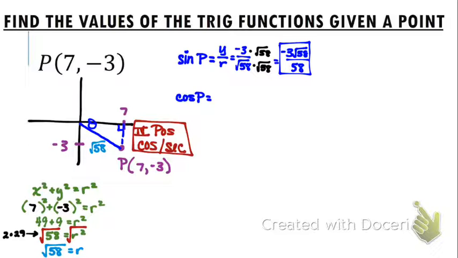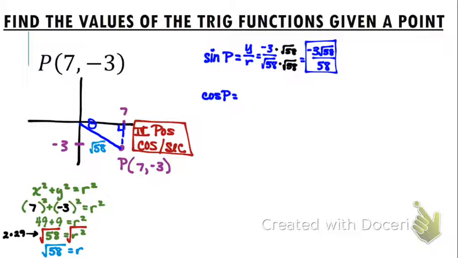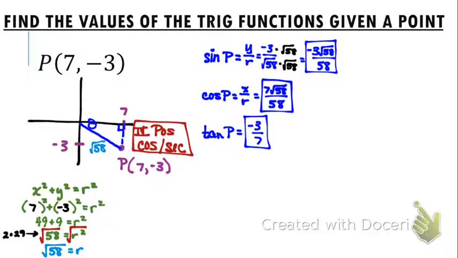So now, speaking of cosine, what will my cosine value be? Yes, 7 square root of 58 over 58. Rationalize that denominator for me. Thank you, sir. Because it would be 7 over root 58, but then we rationalize our denominators. What is tangent? -3 over 7.